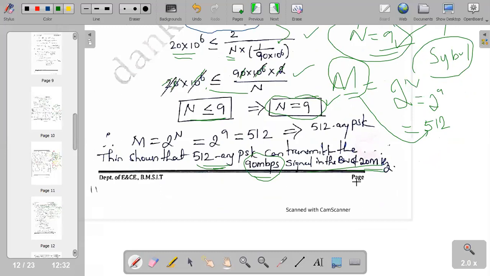Guys, I hope you understood this problem along with how to plot an 8 PSK signal given a binary stream. In the next session, I'm going to discuss QAM, quadrature amplitude modulation. Okay, so thank you guys.